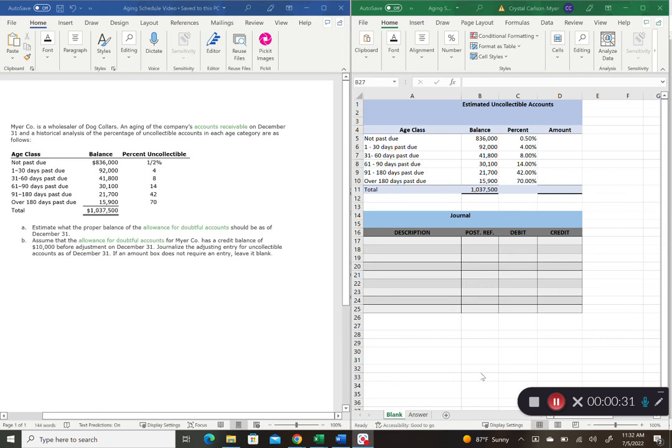So I'm just going to illustrate it to you using Excel. If you'd like to use Excel for this type of problem, it makes everything really simple. I'm going to cover this problem and then do the corresponding journal entries.